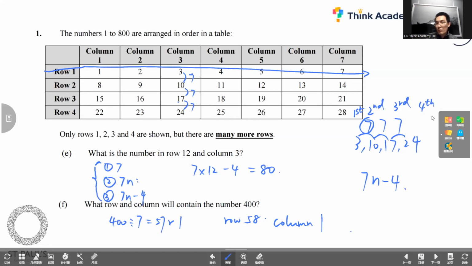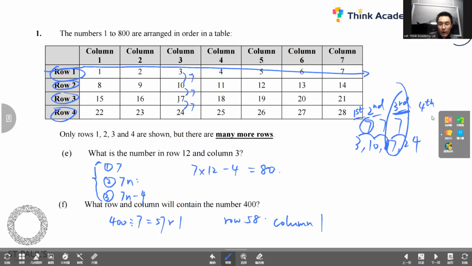For example, the third term, 17: we can do 7 times 3, where n is the term number. Plug it in, 7 times 3 minus 4, which is 21 minus 4. You see, we get 17, right? Same goes for every other term in this sequence. In this case, the term number, the first, the second, the third, is just the row number, you see? Row 1, row 2, row 3, row 4, row 5, row 6, row 7. That is n.